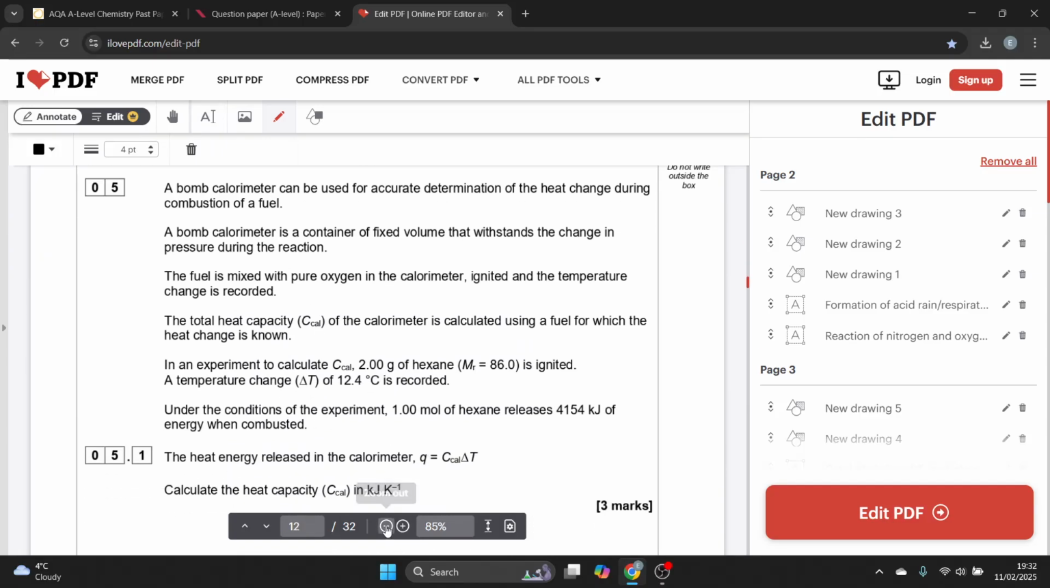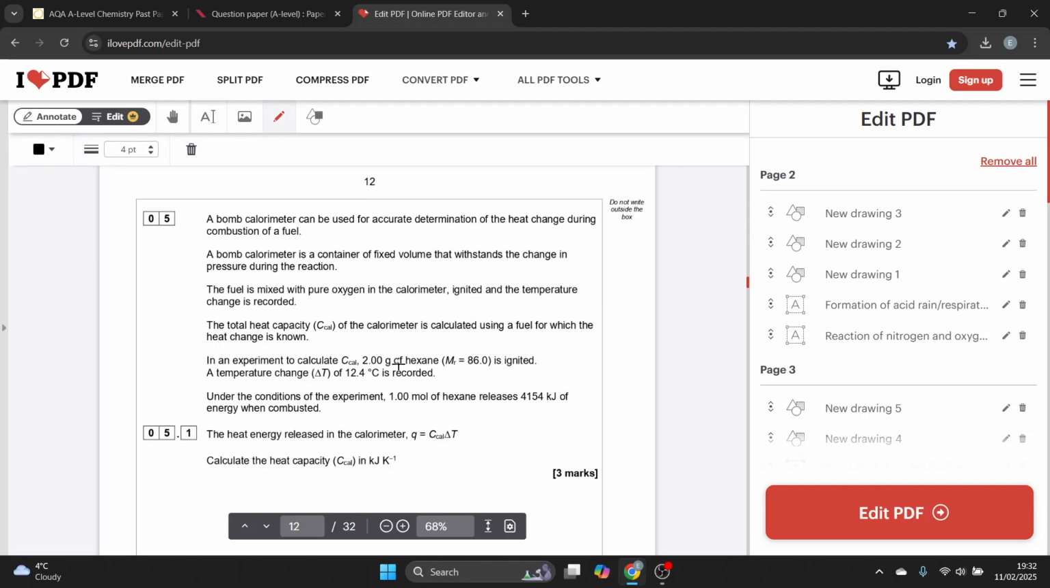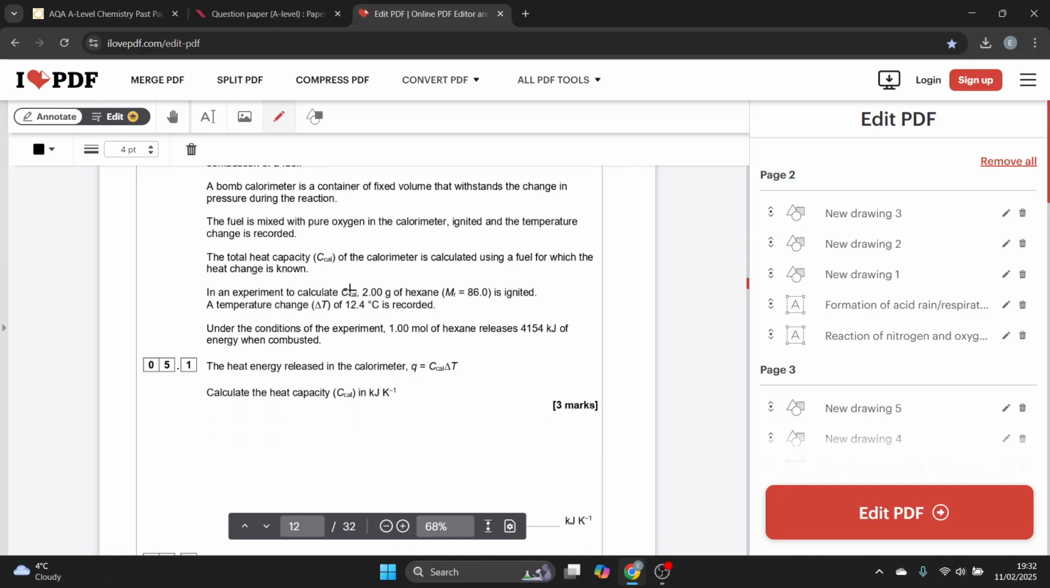It says calculate the heat capacity in kilojoules K to the power minus 1. Bomb calorimeter, there you go, blah blah blah. Total heat capacity is that. In the experiment to calculate that, this much of hexane is that. 1 mole of hexane releases this much energy when combusted. Heat energy released is Q equals C delta T. Calculate heat capacity C. So C equals Q divided by delta T.